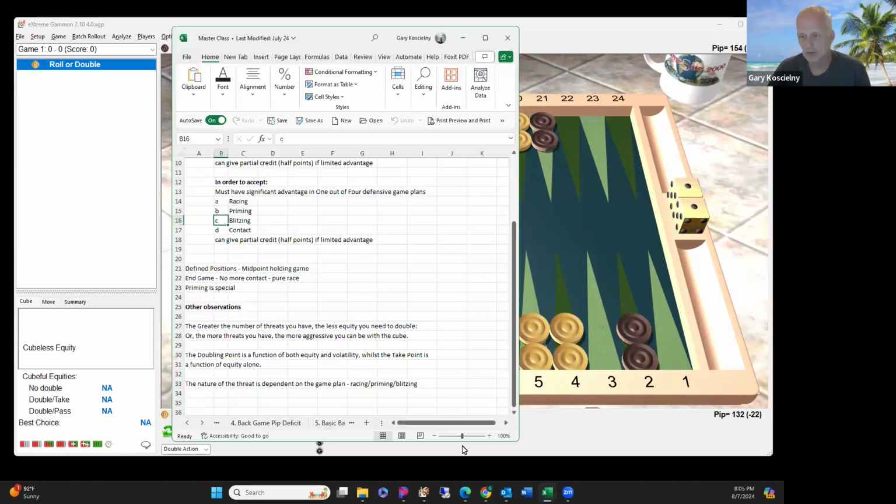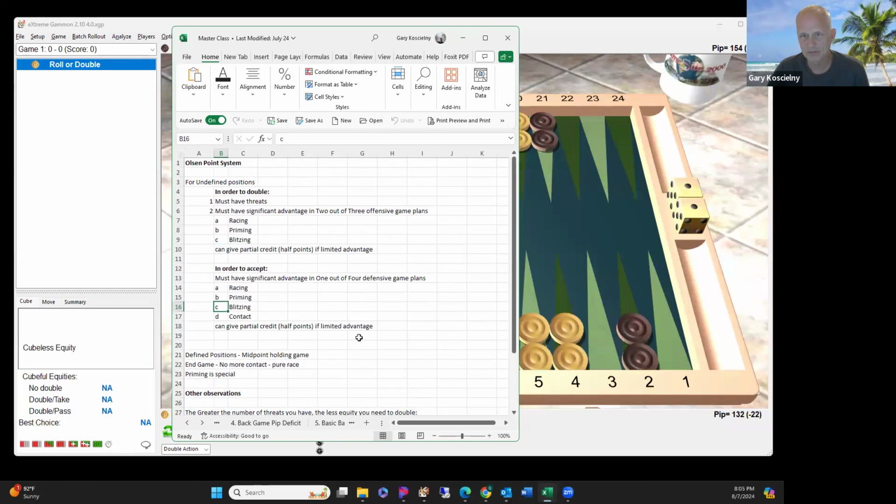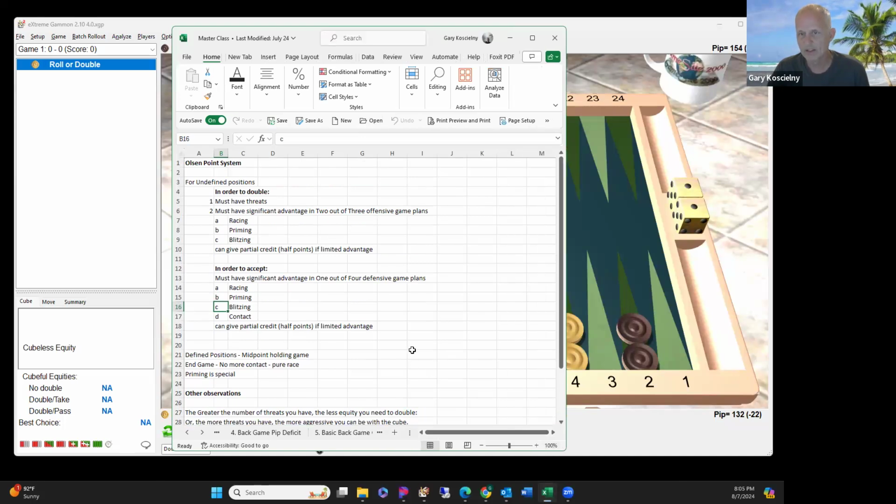So just to review, it's a fairly simple system. It's a position, race, and threat type of system, kind of like the one they introduced during the Chris Bray lectures, or it was really David Presser's idea, not Chris Bray's. It's more of an introductory book, but his focus is on undefined positions. So we don't cover defined positions. Defined positions might be midpoint holding games, and games that are pure races, no contact.